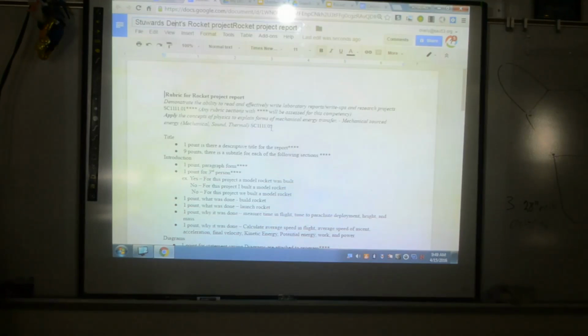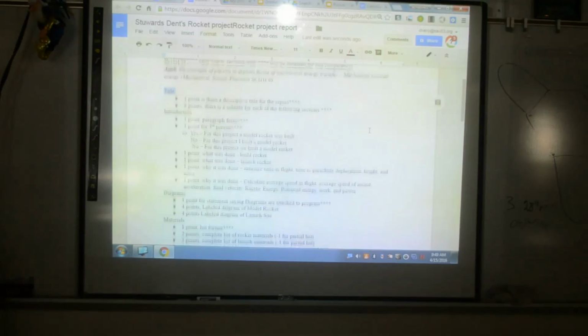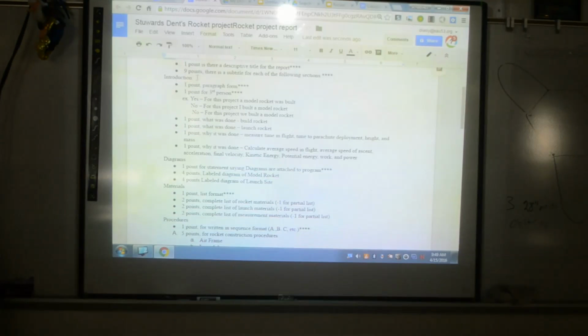So, as you go down through here, you'll see the first thing that you need to have is a title. So you're going to give it some sort of nice title that is descriptive to it. Something like the Red Rocket Project, or Rockets in Flight, or Model Rockets, something that will describe the entire project. You'll also see that you'll receive 9 points for each subtitle. Quite often people are confused by what subtitles are, but we're talking about these things right here.